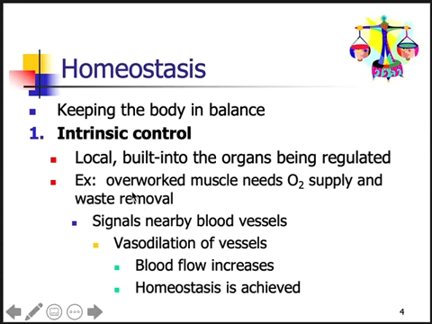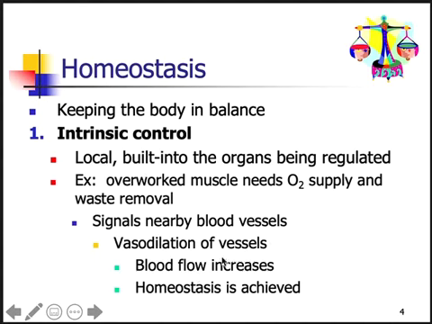Okay, so when you have your overworked muscle, there's going to be signals to the blood vessels that are within and right near the organ. And the organ in this case is the muscle. Once those signals are received, those blood vessels are going to respond by dilating. So vasodilation of the vessels is going to increase your blood flow to that immediate or local area, okay?